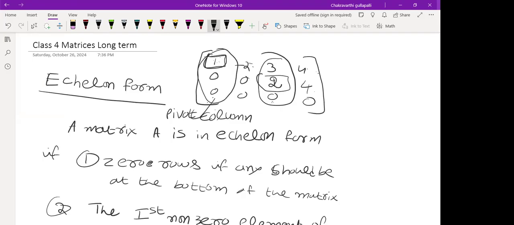So this is one condition for echelon form. What are the conditions? Zero rows should be towards the bottom. The column containing the pivot is called the pivot column. The pivot is obtained from the row. Each row will have a pivot. The first non-zero element is called the pivot. The column in which it lies is called the pivot column. Below the pivot, in that pivot column, everything should be 0. The second row also should be the same.